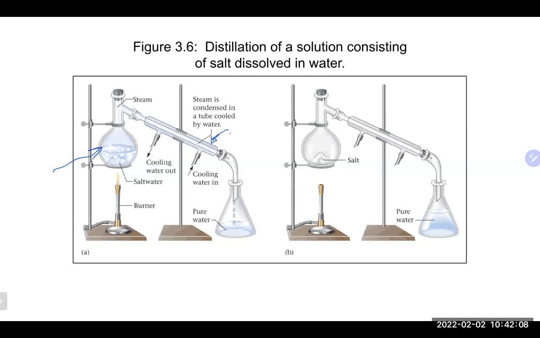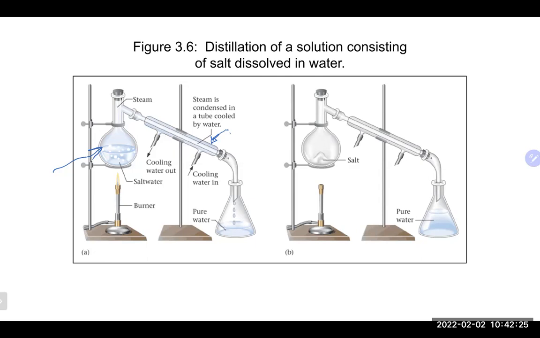We have salt, which is an ionic compound. Ionic compounds are held together extremely strongly. They have super high boiling points. They typically don't boil under normal conditions. And we have water, which will boil at 100 degrees Celsius.